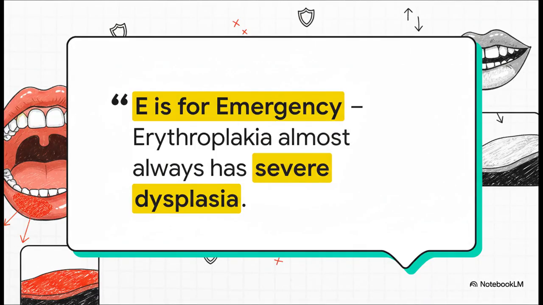Period. All right, here's a super simple mnemonic to lock this in your brain. E is for emergency. Erythroplakia demands your immediate attention. L is for lower risk. Leukoplakia's potential is lower, sure, but that risk is still very real. You have to respect it, especially when it's in a high-risk site or has that speckled, bumpy look.